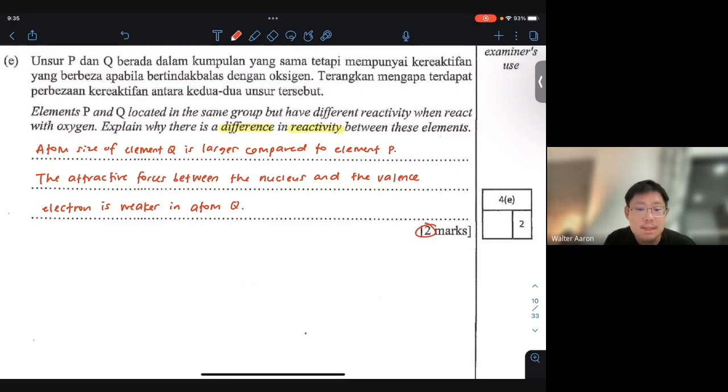Or you can also say that the atom Q can release electrons more easily. But I would suggest that you write about attractive forces because it makes more sense in that way. Okay, so you write here the attractive forces between the nucleus and the valence electron is weaker. Then you should be able to get 1 more mark already. So 2 different points, 2 marks in total.